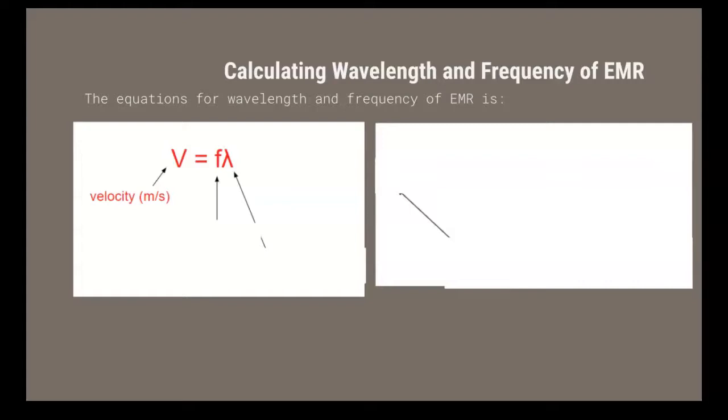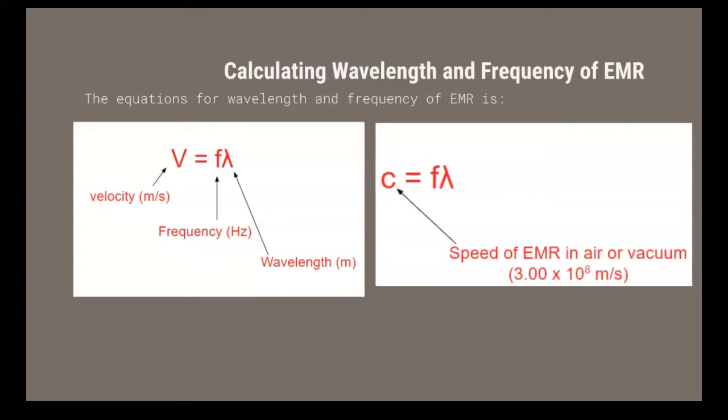Velocity is equal to frequency, which is measured in hertz, and wavelength measured in meters. But because we're studying electromagnetic radiation, which includes visible light, we know that all of the EMR spectrum travels at the speed of light. So we can use this equation instead.